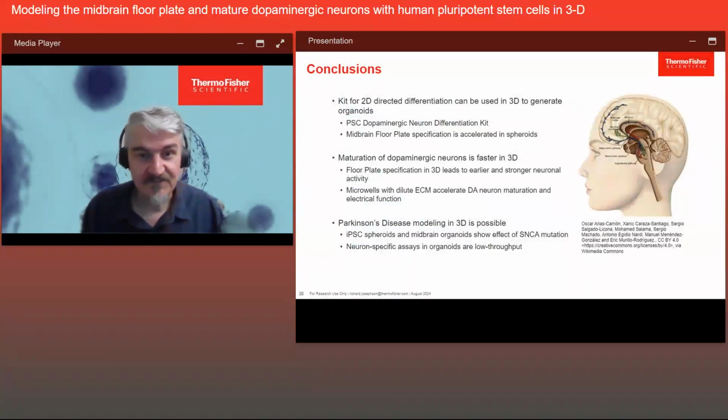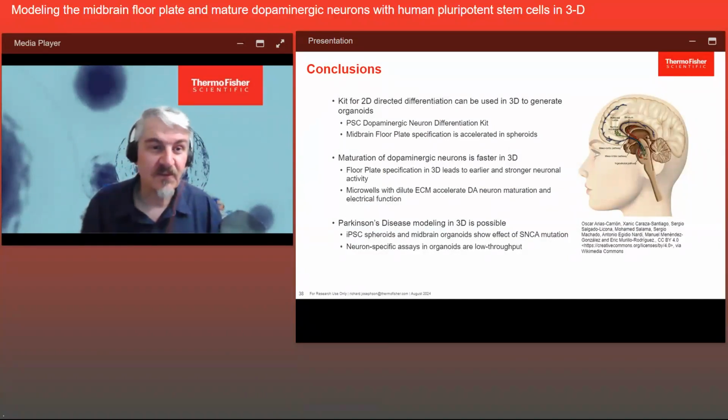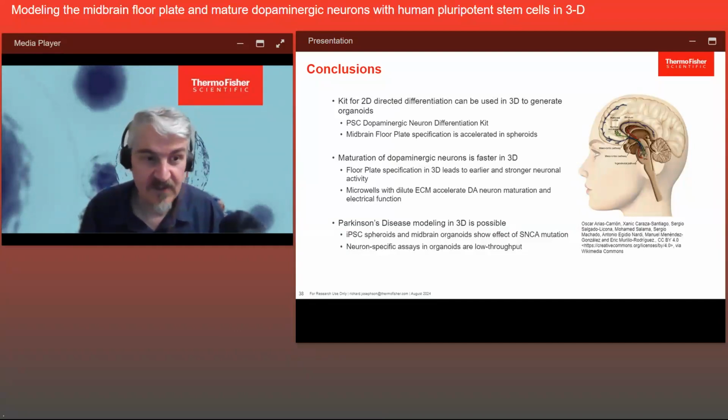So to summarize where this work is at, we've shown that the reagents and media that were designed to direct pluripotent stem cells to midbrain fates in 2D can be used to generate midbrain organoids in 3D. And in fact, floor plate specification occurs more quickly in 3D. The signaling molecules that we've used can be further optimized to increase the proportion of dopaminergic neurons in organoids. And also, culturing in 3D accelerates the maturation of midbrain dopaminergic neurons, giving us earlier electrical activity and stronger networking.